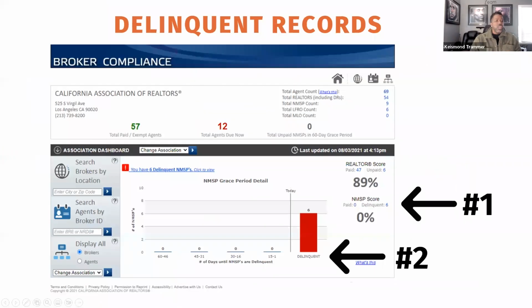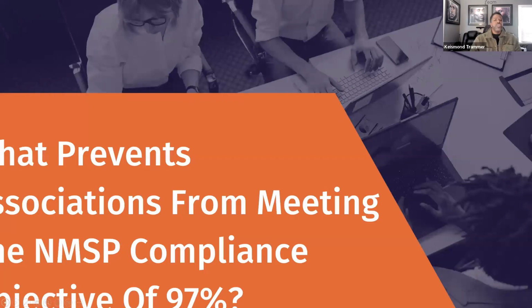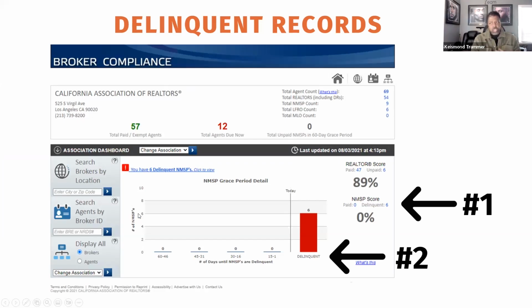All right, let's talk about what prevents an association from meeting the NMSP compliance objective of 97%. Delinquent records is what prevents associations from meeting and maintaining compliance. You want to make sure that you're focused on agents that are delinquent, and most importantly, that you're managing those agents that are in your grace period. Really, the goal is to make sure that they never make it to the delinquent section, but if they do, you want to get those records cleaned up as quickly as possible.